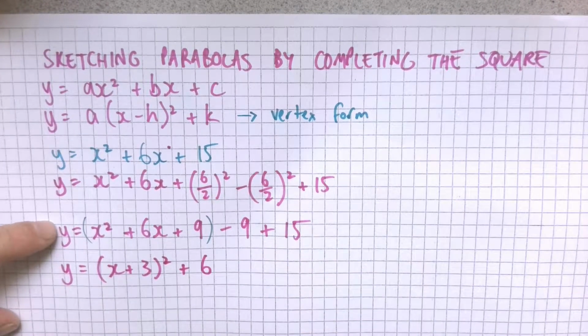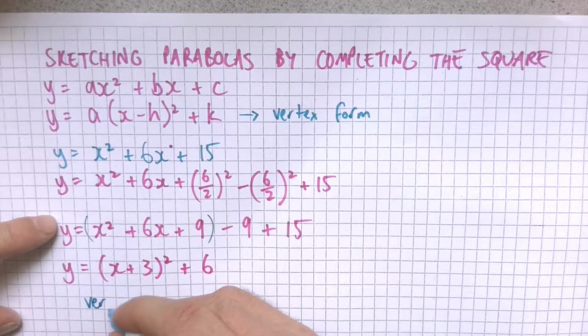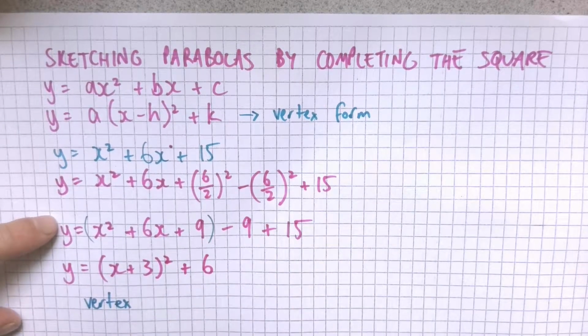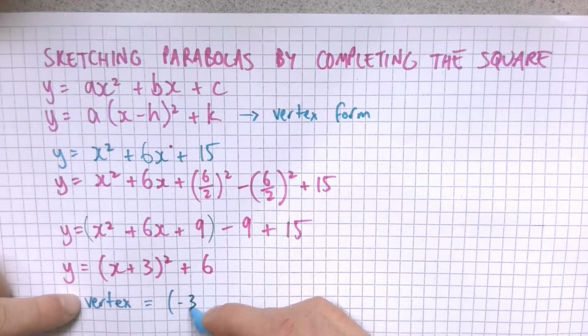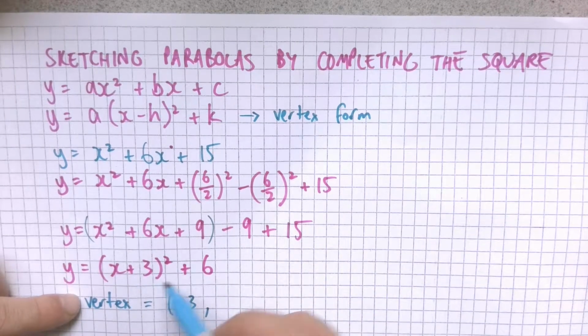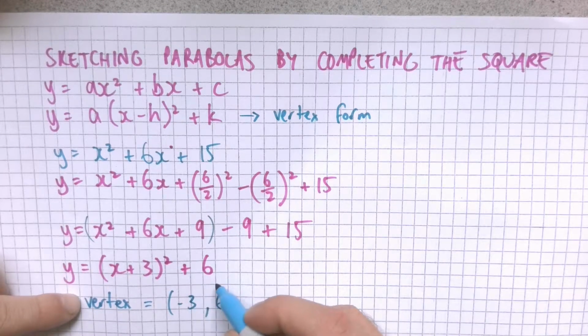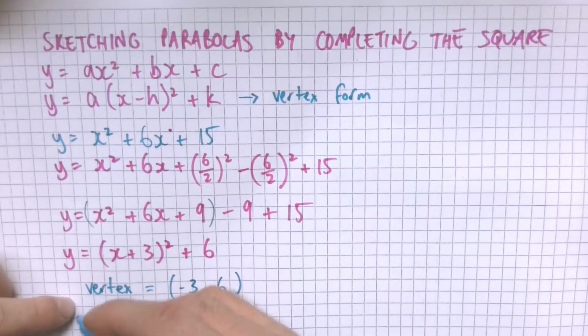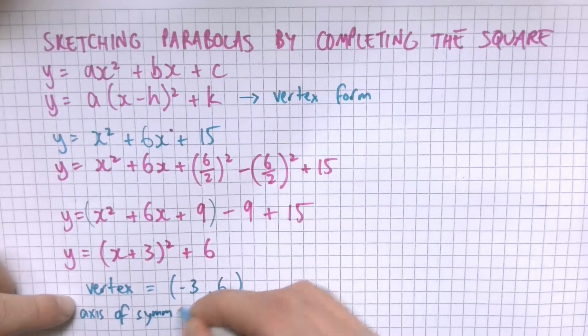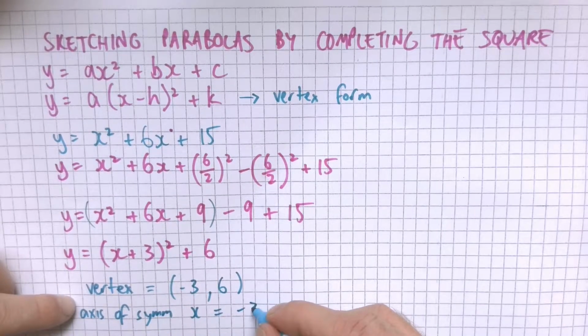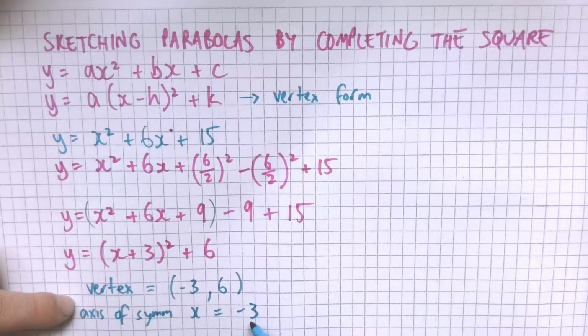From there, we've worked out the vertex. Remembering back to some of the stuff we've done earlier in the parabolas topic, our vertex is at coordinates (minus 3, positive 6). That gives me an axis of symmetry of x equals minus 3. Remember, the axis of symmetry is the same as the x value in your vertex.